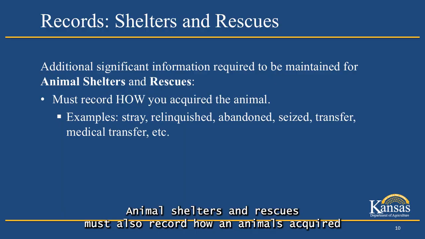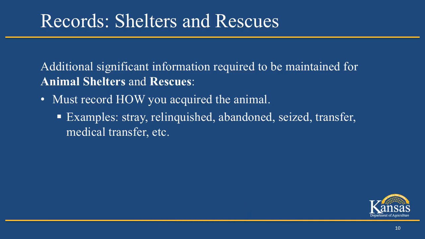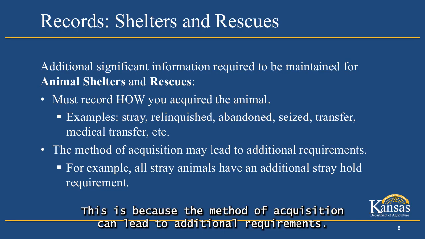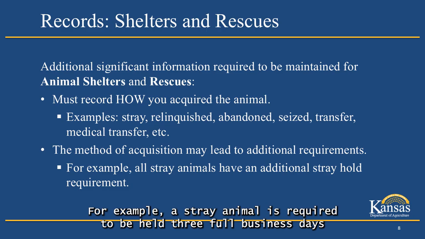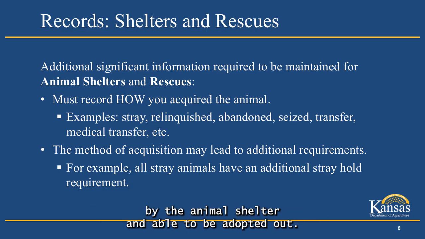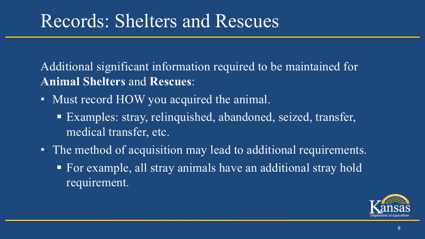Animal shelters and rescues must also record how an animal is acquired, such as stray, relinquished, abandoned, seized, etc. This is because the method of acquisition can lead to additional requirements. For example, a stray animal is required to be held 3 full business days before it is considered to be owned by the animal shelter and able to be adopted out. This would also be considered any other significant information.